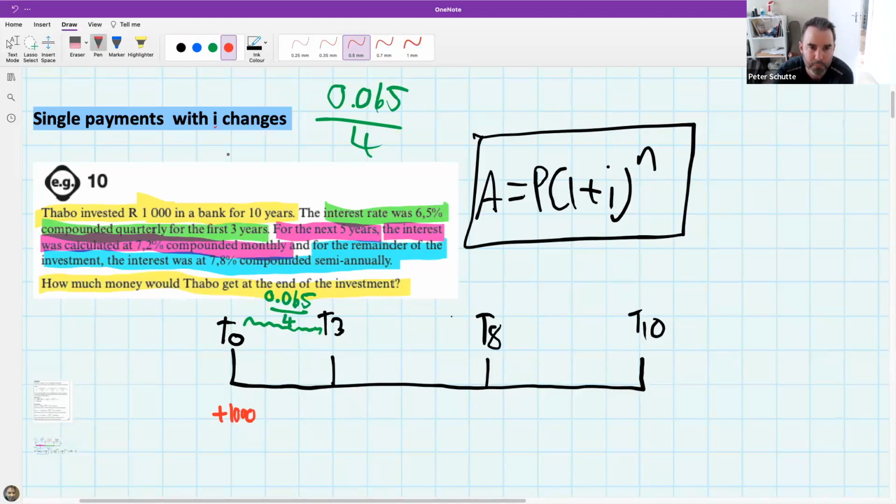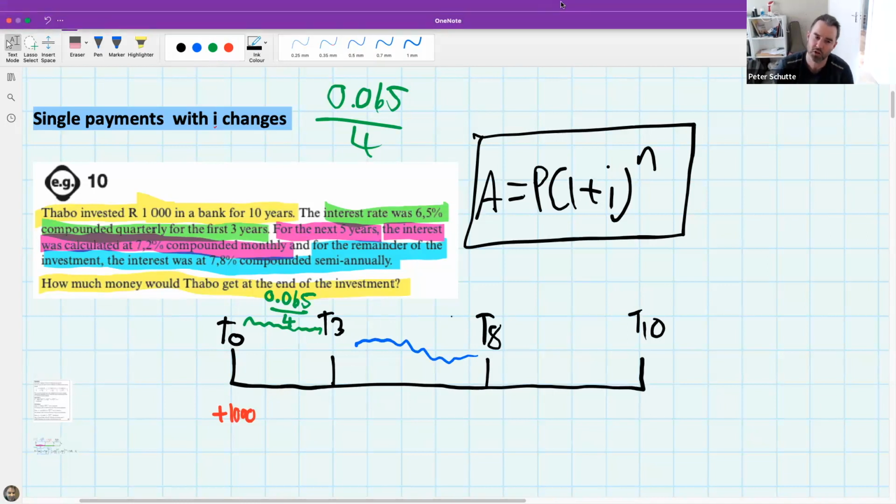Let's make it blue. For the next 5 years, the interest rate was, what do you think the interest rate is going to be for the blue period? What do you think the interest rate is going to be for the blue period?